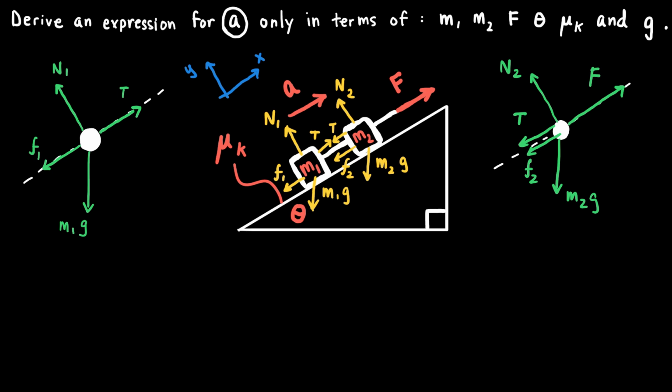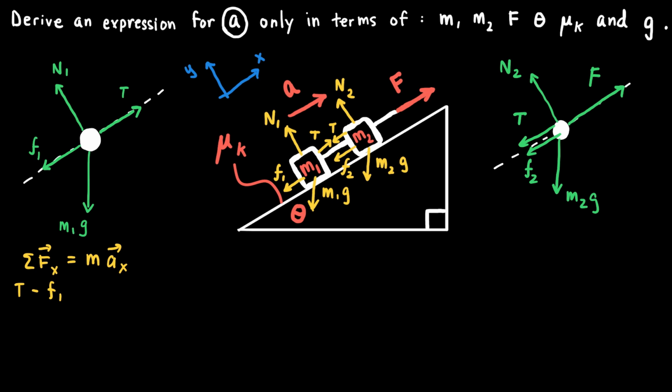So I could start with block 1 and say that the net force acting in the x direction is equal to the object's mass times the acceleration in the x direction, where the forces acting on the object and the acceleration of the object are both vectors. And so starting with the forces in the x direction acting on this first object, I know that the tension points up the ramp, and so it's positive, and the frictional force is negative because it points down the ramp. And those are the only two forces that entirely point in the x direction, but a component of m1g also points in the x direction.